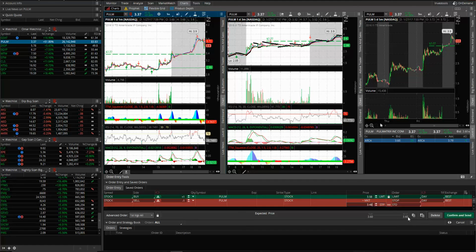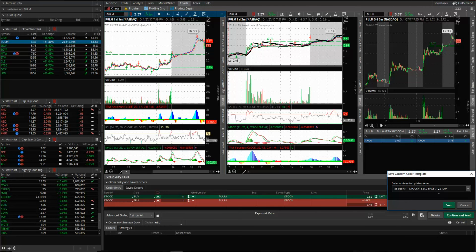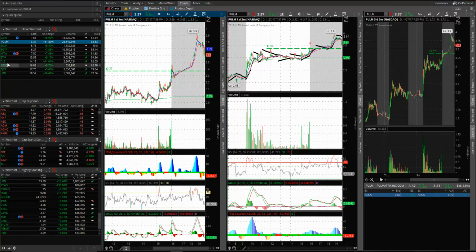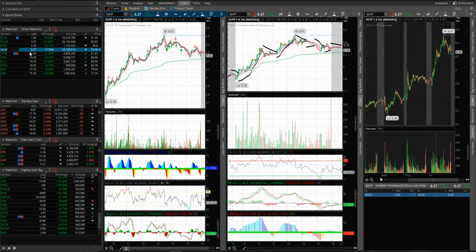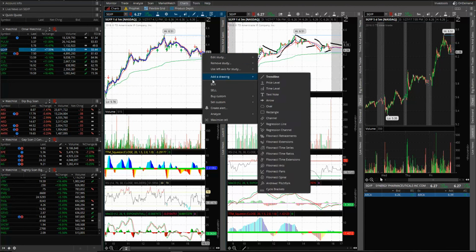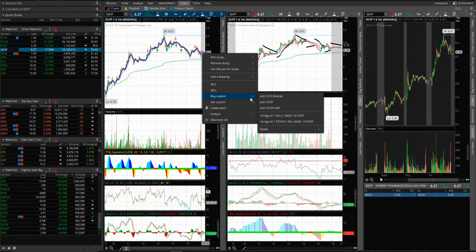So I'm going to click this button right here, Save Custom Order Template. Right here it is, sell, 10 cent stop. So I hit save. I'm going to hit delete because I don't want to actually place this order. So let's say tomorrow the market opens and I'm looking at one of these stocks. Let's say SGYP is running. Wherever I right click, that's where it's going to actually place my order. So I just scroll down really quickly to buy custom, and I go straight to where it says, this is the one that I created. I have two here. So buy with custom.